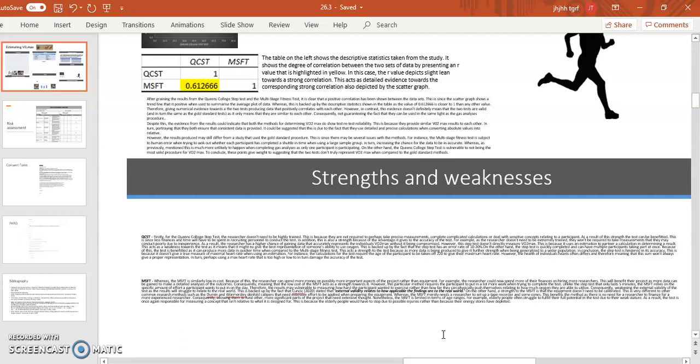Whereas the multi-stage fitness test is similarly low in cost. Because of this, the researcher can spend more money on possibly more important aspects of the project rather than equipment. For example, the researcher could now spend more of their finances on hiring more researchers. This will benefit the project as more data can be gained to make a detailed analysis of the outcomes, consequently meaning that the low cost of the multi-stage fitness test acts as a strength towards it.